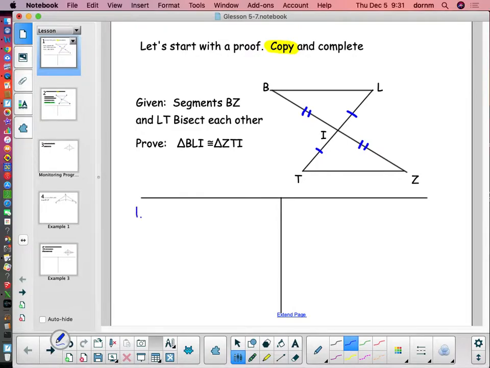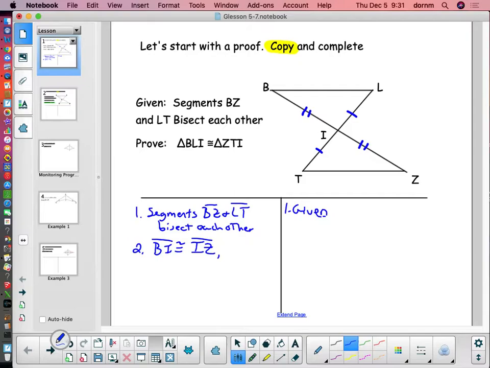So we start with our given. Segments BZ and LT bisect each other. And that is given. And so what we concluded from that was that BI was congruent to IZ and LT, or LI, is congruent to TI. Okay?